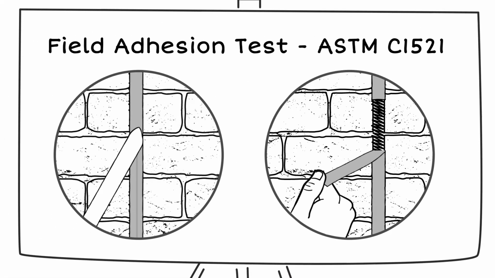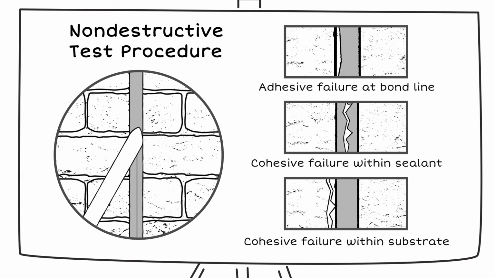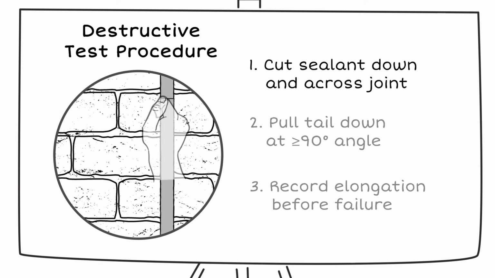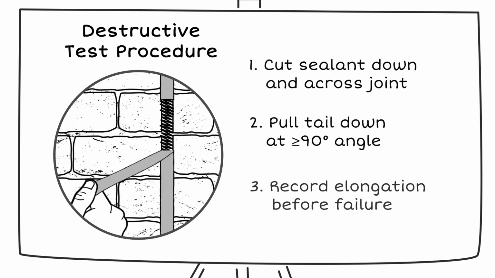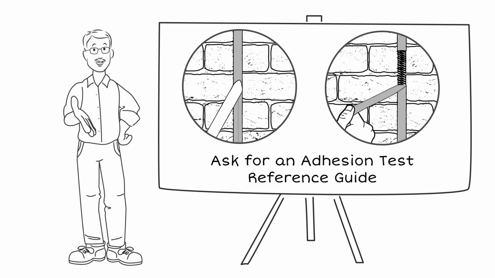It contains two procedures. In the non-destructive procedure, stress is applied to the sealant to cause either adhesive failure at the bond line or cohesive failure of the sealant or substrate. In the destructive procedure, the sealant is cut to create a tail, which is then pulled. The elongation achieved before failure is recorded. Contractors and engineers should require field testing on projects to validate adhesion. Your Master Builder Solutions sales rep can provide an adhesion test reference guide.